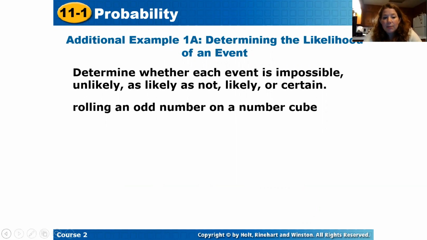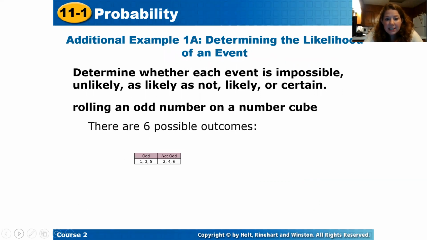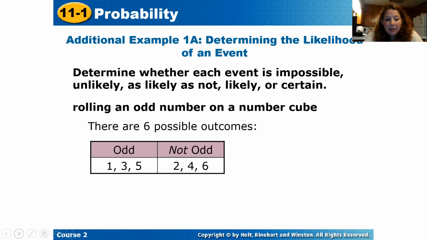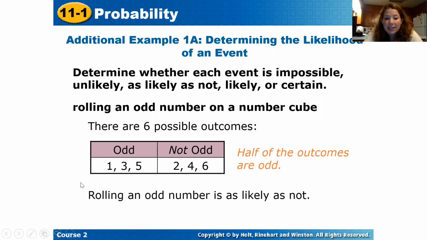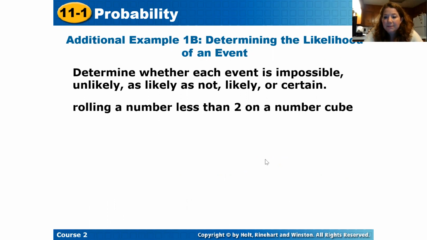So if you have a number cube and you're going to roll an odd number on a number cube, well, half the numbers on a standard die are odd, right? So that's a 50% chance of happening. So that would be as likely as not. There are 6 possible outcomes on a number cube. You can get a 1, 3, or 5, which are odd, or 2, 4, and 6, which are not odd. So half of the outcomes are odd. Rolling an odd number is as likely as not. That's a probability of 50%.